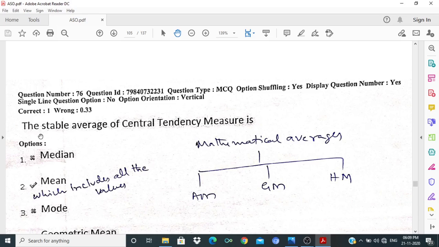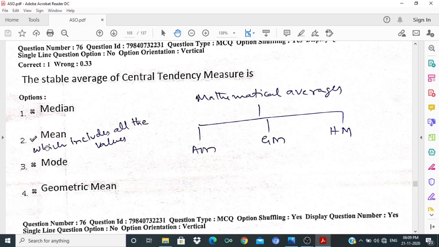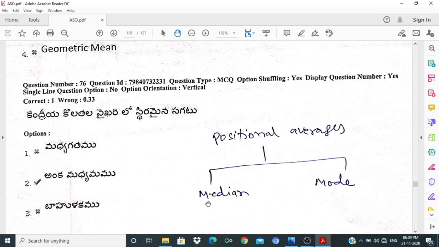The stable measure of central tendency is the mean, which includes all the values. These three measures, AM, GM, HM, are called mathematical averages. These two, median and mode, are positional averages.